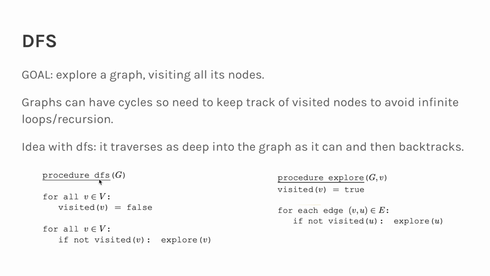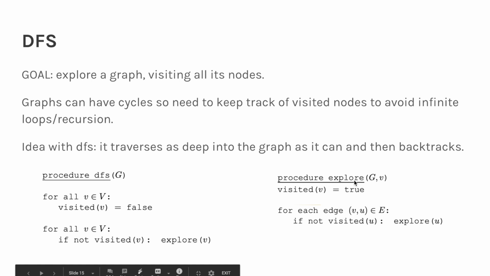You start with this DFS procedure, and you just set visited for all nodes in the graph to false, right? Because you haven't visited any of the nodes yet. And then you go through all your nodes in your graph, and if you haven't visited that node yet, you call explore on that node or visit.